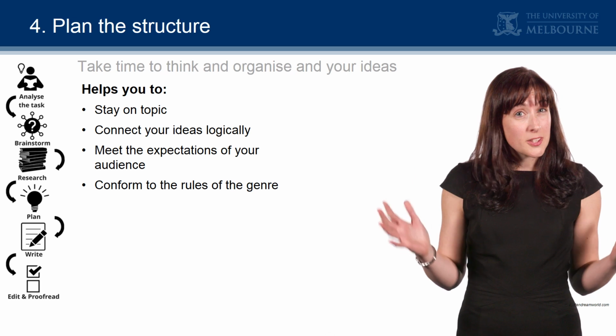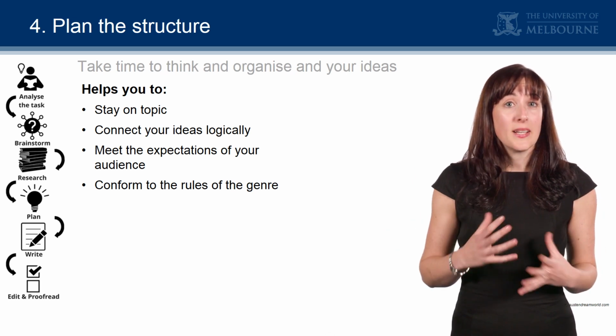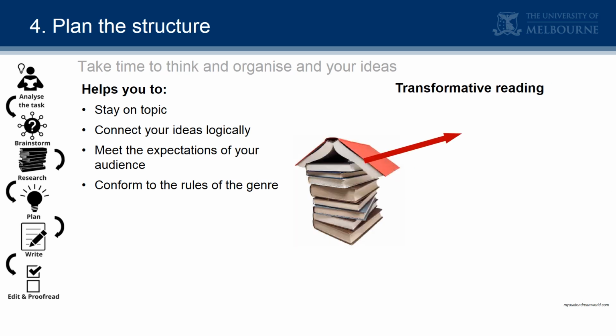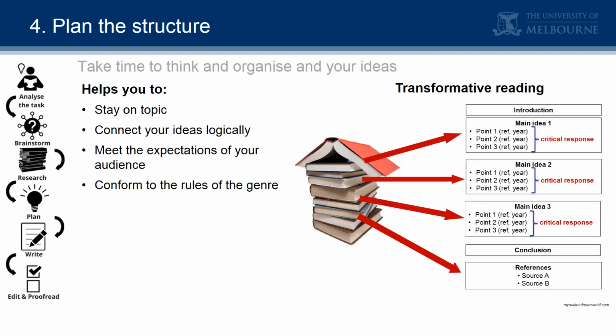If you like to see the whole picture and how ideas connect, you might like to try a mind map. We often recommend transformative reading. As you read, transfer ideas directly into your plan. Fill in the plan with bullet point information, including reference details, author name, page number, or URL. You can then add your critical response to the information.